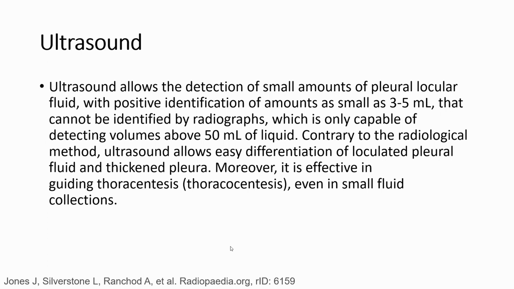Ultrasound allows the detection of small amounts of pleural loculated fluid, with positive identification of amounts as small as 3-5 mL that cannot be identified by radiograph, which is only capable of detecting volumes of about 50 mL of fluid. In contrast to the radiological method, ultrasound allows easy differentiation of the loculated pleural fluid and thickened pleura. Moreover, it is effective in guiding thoracentesis even in small fluid collections.